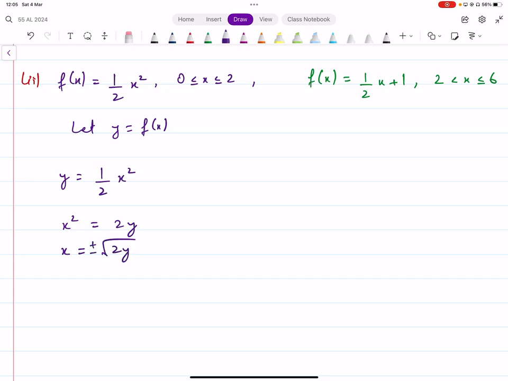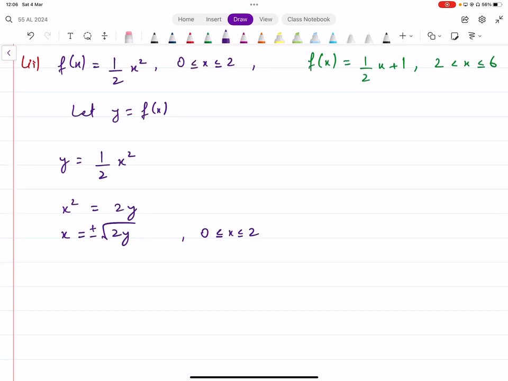But we have plus minus when we take square root. Now we need to decide, do we put plus here or minus here? Why? X की values देखें, 0 से 2 तक है. You want x between 0 and 2. That's a positive number. Positive number आपके पास प्लस से आएगा या माइनस से आएगा? प्लस से आएगा, so you're only going to use the plus sign here. You say x equals square root of 2y.